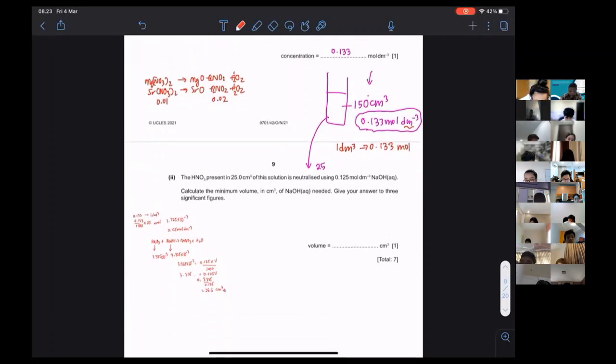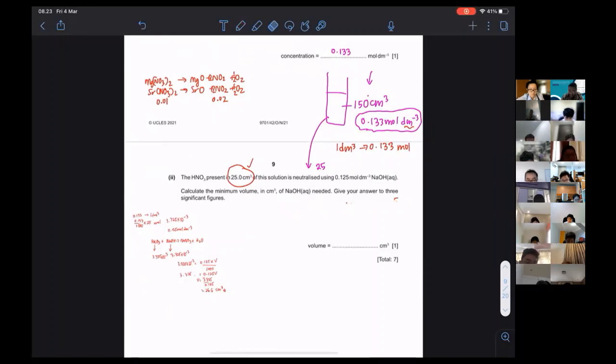So if you take 25 cm cube, you just need to calculate for 0.025 dm cube, that is 25 cm cube, right? So you just need to calculate 0.133 times 0.025 if you want to calculate the number of moles. In this case, I'm not going to calculate the number of moles, guys.